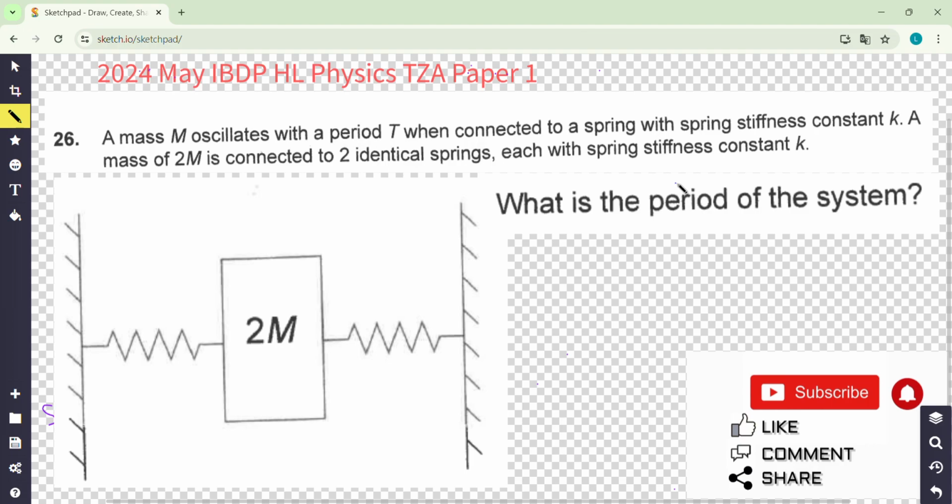Okay, first of all, look at it. Talk about the period. So remember, what is the period of a spring mass system? It is 2π square root of m over k. You don't need to remember it, just look it up from the data booklet.